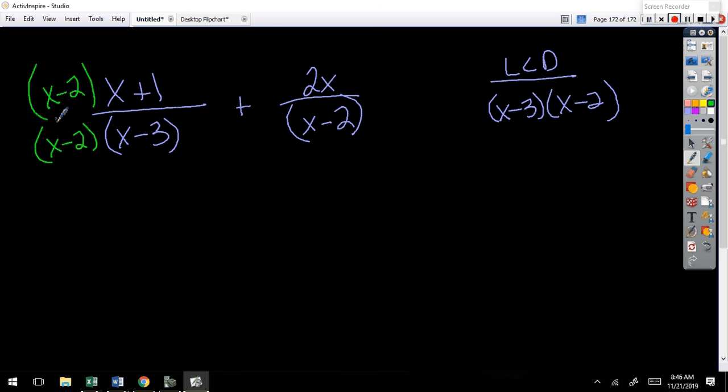Now look at the next fraction. What's it missing to make the bottom look like the LCD? An x minus 3. So now the denominators look the same, right? I'm not going to worry about adding them just yet because we're going to do something else with them in just a second. I just really want you to focus right now on the concept of LCD and how we force LCDs.